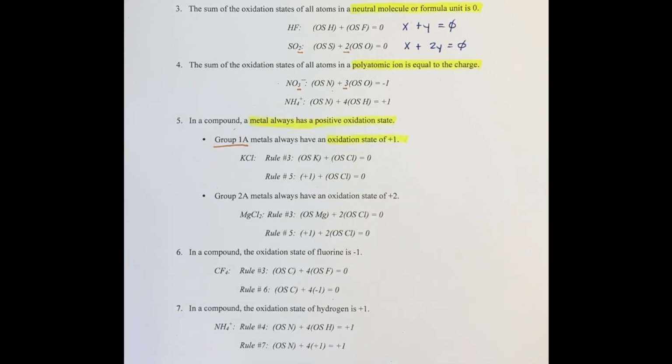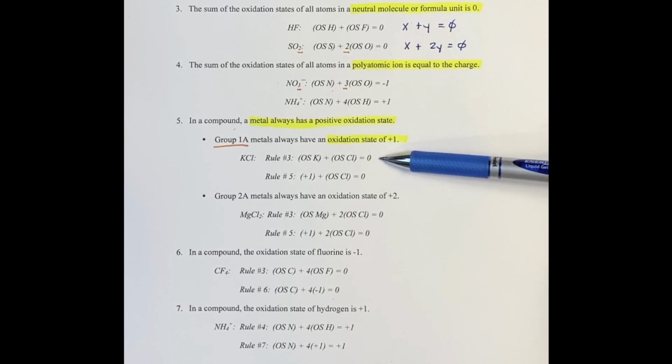So this is the first case where we're told oxidation states about a particular element. This is where we're going to begin to get help solving the equations we set up in Rule 3 or Rule 4. If we were looking at an example of potassium chloride, Rule number 3 told us that the oxidation states of all atoms in a neutral molecule or formula unit was 0. So that allowed us to write this equation.